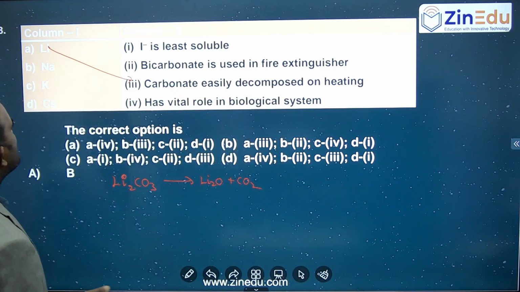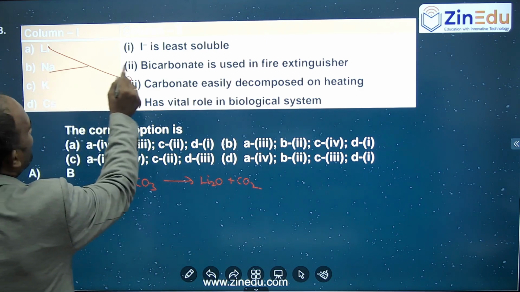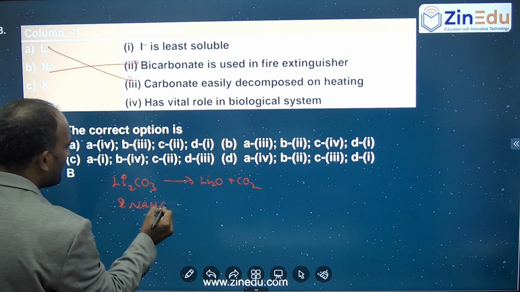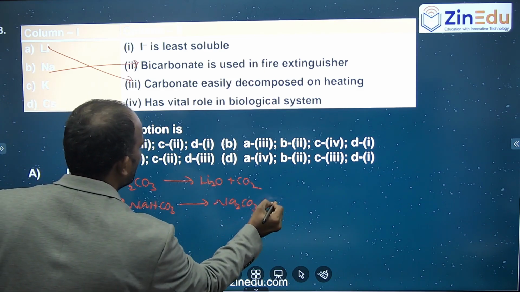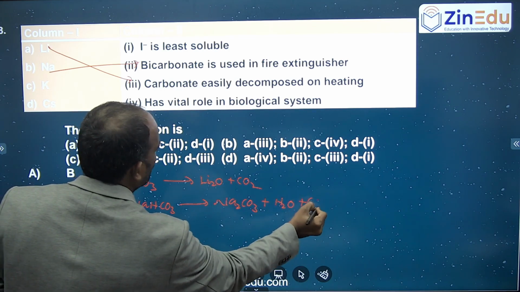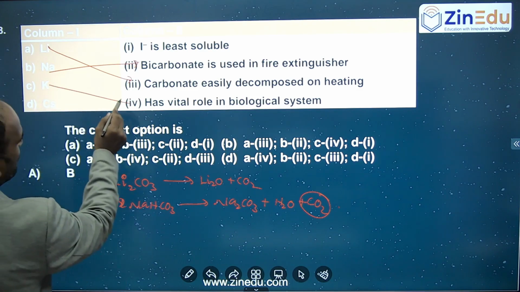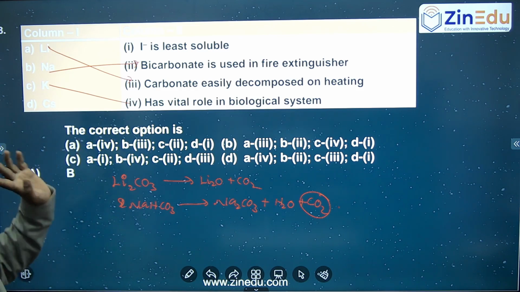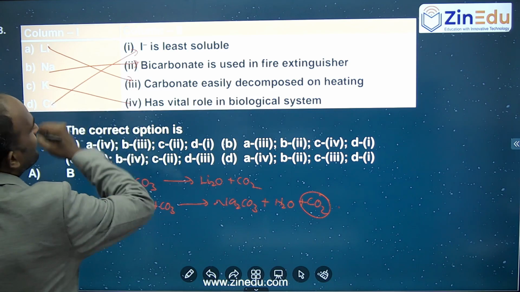Next one, sodium is given, and here we have to check: sodium bicarbonate can be used in the fire extinguisher. 2NaHCO3, when heated, gives Na2CO3 plus H2O plus CO2. Here we can use this in the fire extinguisher. Potassium has a vital role in the biological system. We know that K plus ions are used in biological systems, such as the CNS, central nervous system.